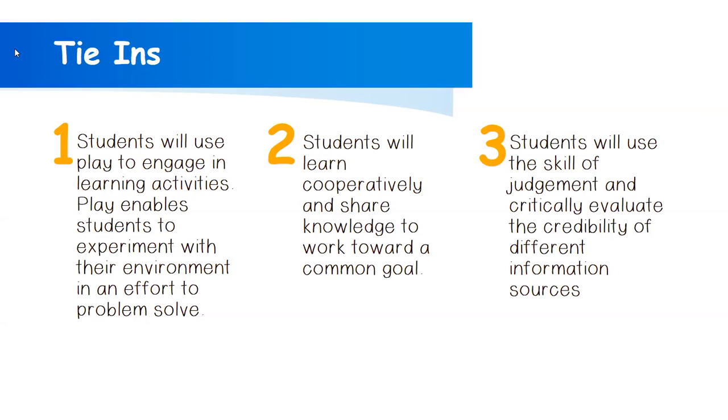Thirdly, students will use the skill of judgment and critically evaluate the credibility of different information from different sources. For example, on the Yum Yum Good activity, or the activities that they're going to use in small groups where they're going to use apps, they're going to determine answers to questions that the teacher poses, like, what sound do you hear at the beginning of jelly beans? And then they're going to hit the letter J and say, okay, J makes the J sound. Does jelly beans start with the J sound? So here they're going to evaluate the reliability of information received. Does that go with what they know?